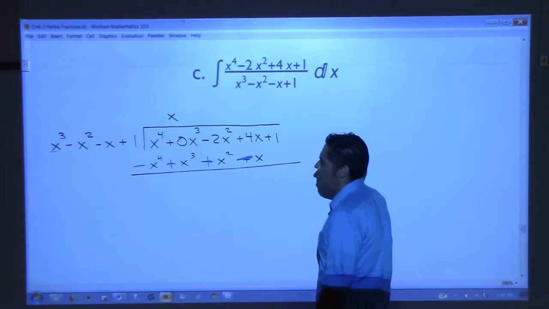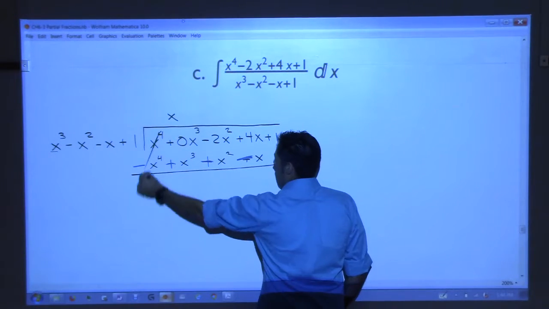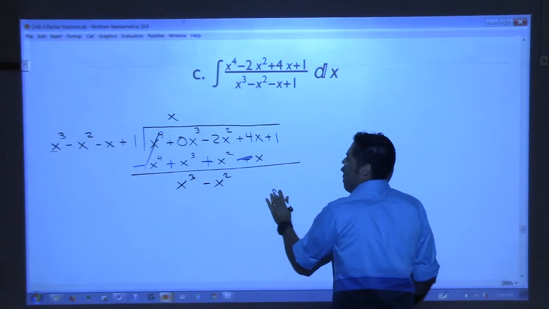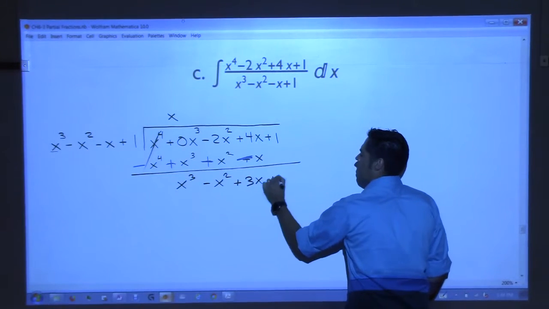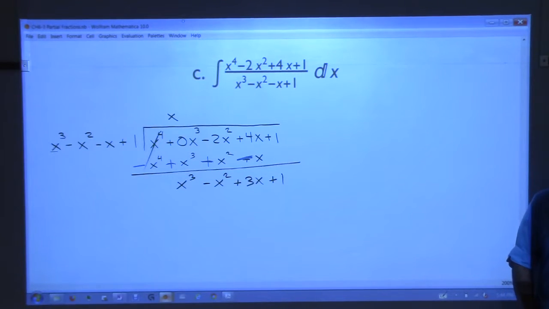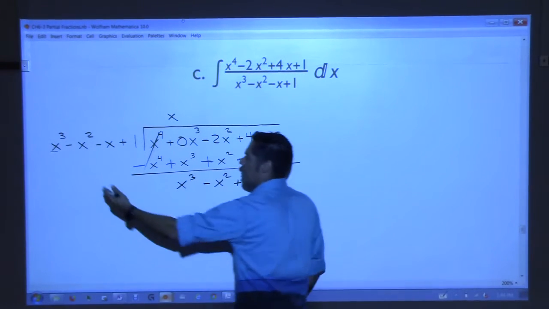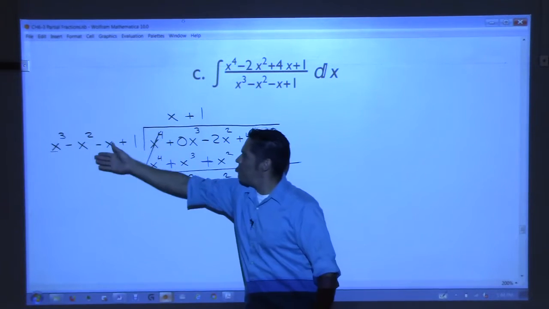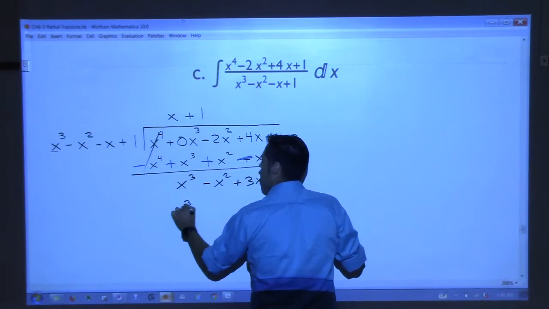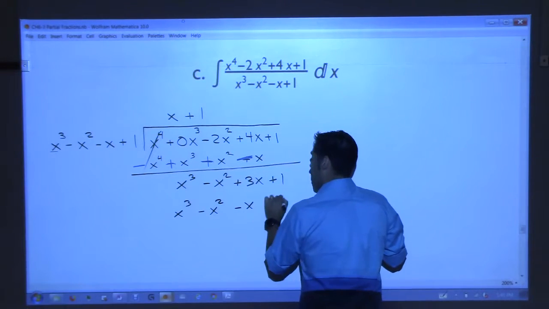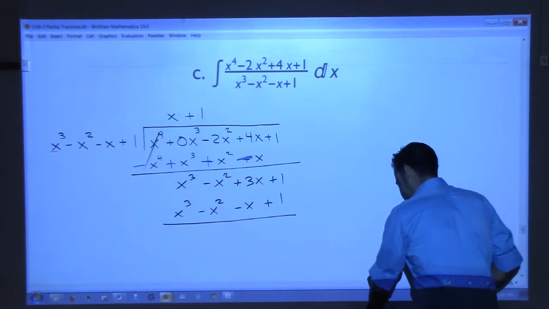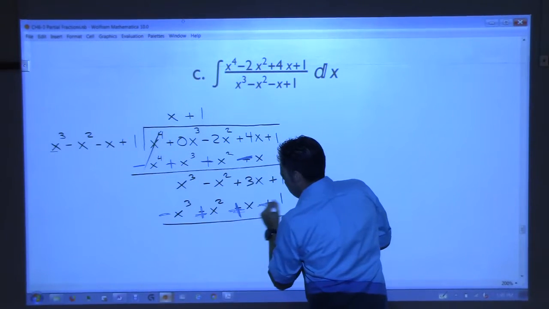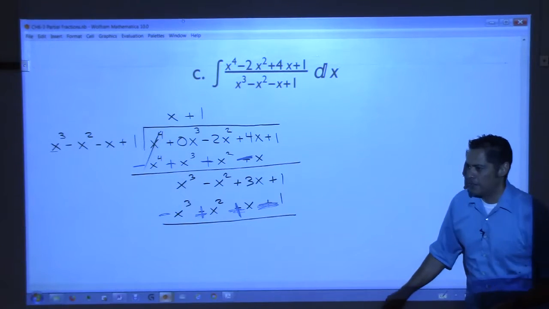Here we go. What do we have? These are gone. X cubed minus x squared plus 3x plus 1. So everything came down. Is that all right? And we go again. What do we multiply x cubed by to get x cubed? 1. So just 1, right? So 1 times that whole thing is just that whole thing, right? X cubed minus x squared minus x plus 1. Change the signs. I do it with the big old bold so I don't lose track of what happened, okay?